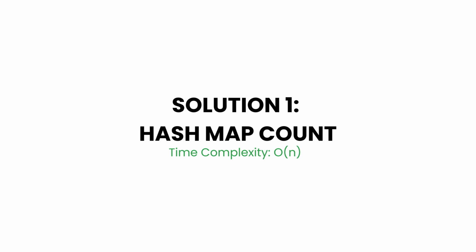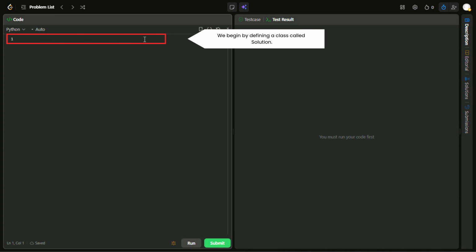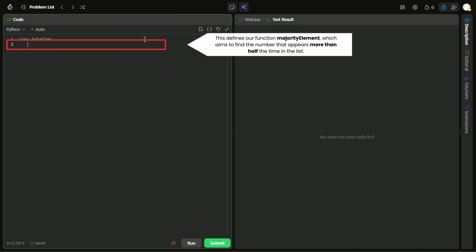Solution 1. Hash map count. Time complexity: O(n). We begin by defining a class called Solution. This is simply a container for our method. This defines our function majorityElement, which aims to find the number that appears more than half the time in the list. This majority element is guaranteed to exist.